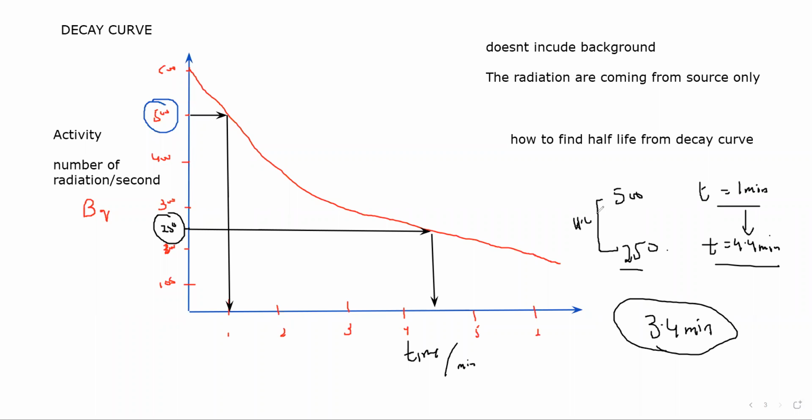Because half-life is the time taken for half of the sample to become stable. And it's up to you, you can take any value. You can take 400, then half of 400 will be 200. If you took 600, half of 600 will be 300. So this is a decay curve which does not include a background. The radiations are coming from the source. It will be mentioned in the question whether the graph includes a background or not.